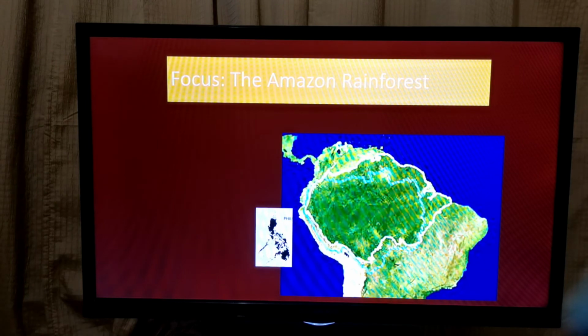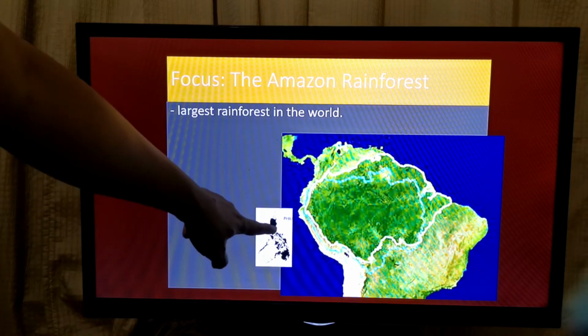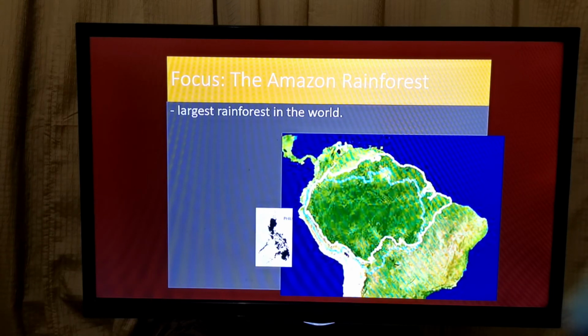the focus of our discussion today, the snapshot that I want to present to you about South America, is the Amazon rainforest. The story of that rainforest. It's a very big area in the continent. As you can see, that's maybe half of the continent covered by trees. And it's in fact the largest rainforest in the world. Compared to the Philippines, how many Philippines can fit inside that area?